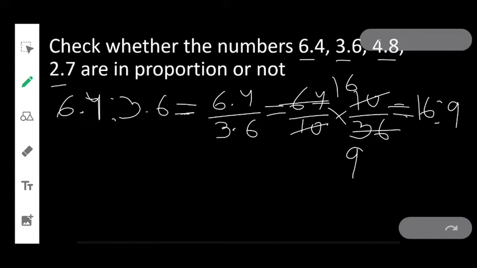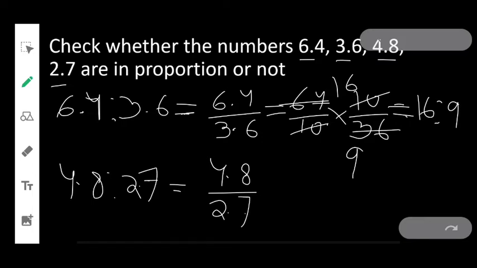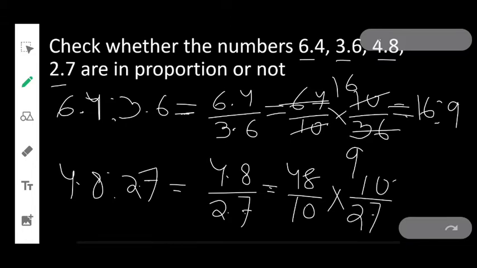Next ratio is 4.8 is to 2.7. So write it in fraction: 4.8 by 2.7 equals 48 by 10 into 10 by 27. 10 cancelled, then the highest common factor of 48 and 27 is 3, so 3 sixteens are 48 and 3 nines are 27. So 4.8 is to 2.7 becomes 16 is to 9.